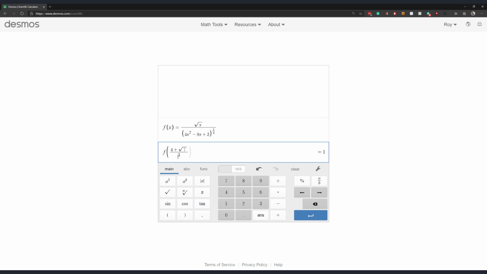You can see that when I plug in 4 plus the square root of 7 over 3, that turns into 1. As well, you can see that it turns into 1 when we plug in the minus root 7 over 3. So both answers work.